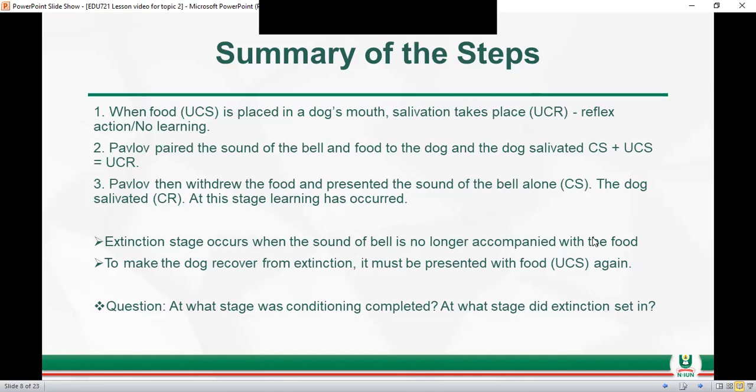I leave a question here I want us to discuss during the live class that is coming up on Friday. At what stage was conditioning completed? And at what stage did extinction set in? We shall discuss this and some other areas when we meet on Friday.